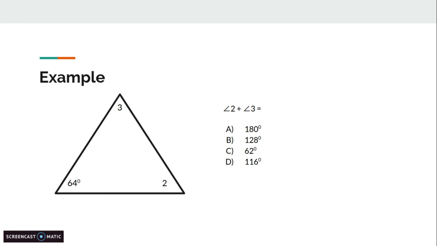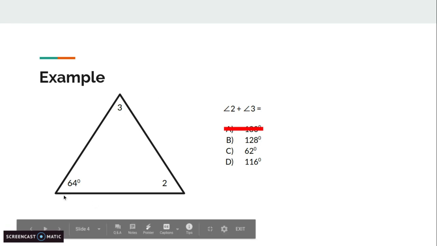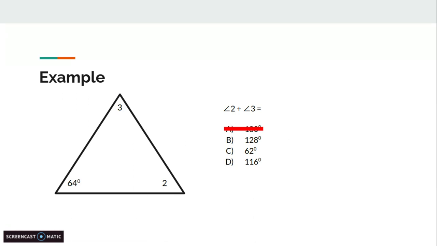All right, A, 180. Is that possible? No, because we know that all angles add up to equal 180. If that was 0, these could be 180, but then it wouldn't even be a triangle. It would just be a line, a straight angle. So it's definitely not that.